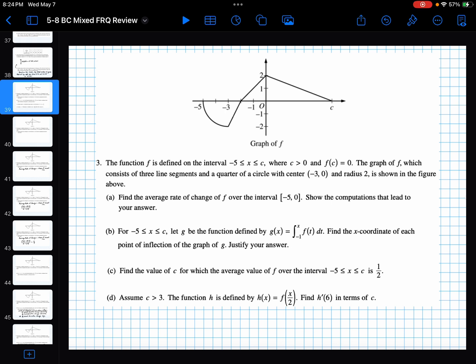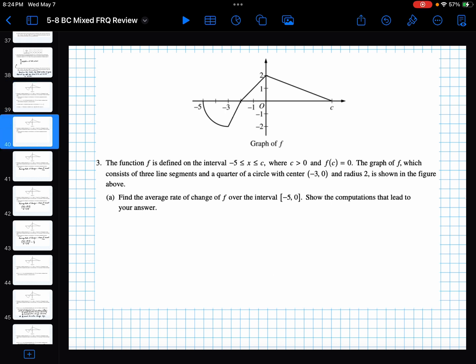We're on an interval from -5 to, and something important to notice here, -5 to c. They don't tell you what that right endpoint is. They just tell you it's a c value, that it's greater than 0, and that the function f touches the x-axis at x equals c. F of c equals 0. All right, so the radius of that quarter circle is 2. That's going to be important if we try to find area here, but we'll get to that.